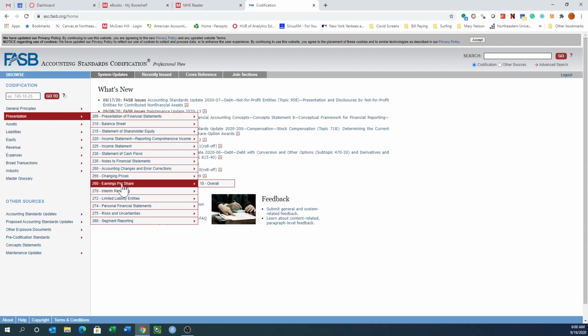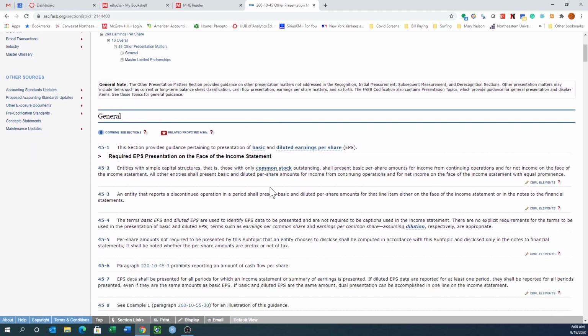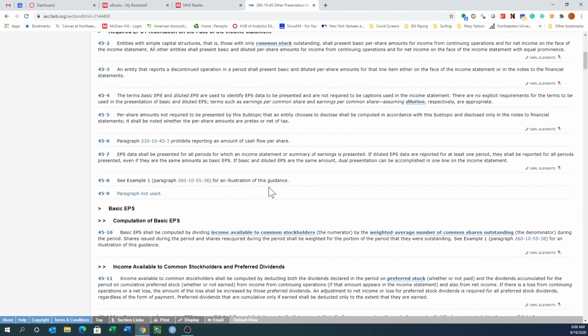And we're going to go down to section 260 to look at earnings per share. Now, this is a presentation issue, and most of the information that you're going to be looking to review is both in other presentation matters and disclosure. So in other presentation matters, it goes through and tells you what's required on the face of the income statement and what is required to calculate. And so we're going to go through and think about this.